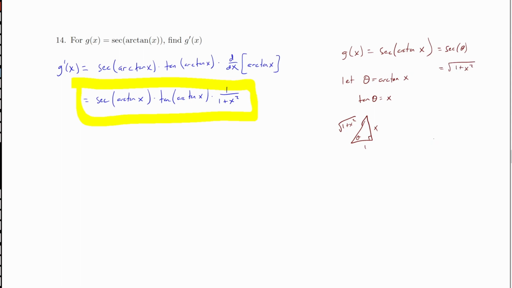So another way to do this problem is to say, if g of x is secant of arctangent of x, then it's really just the square root of 1 plus x squared. So then g prime of x is 1/2 times (1 plus x squared) to the negative half times 2x, or x over the square root of 1 plus x squared. So this is another perfectly viable solution to this problem. And if we did a bunch of simplifying over here, we would get to that spot.